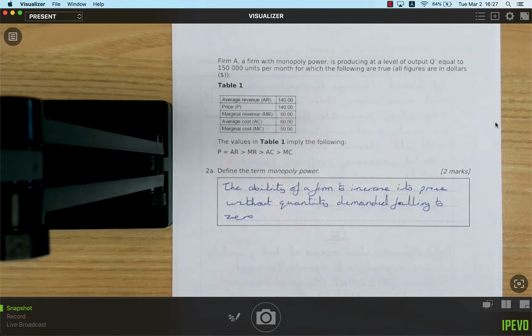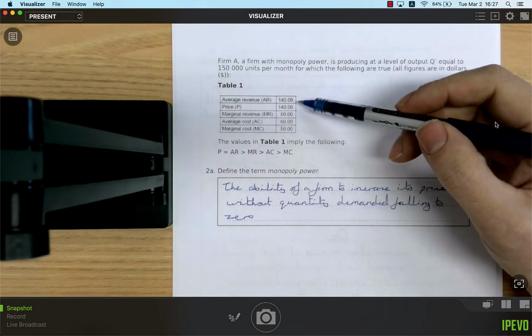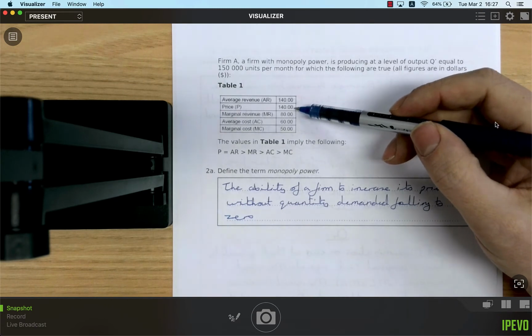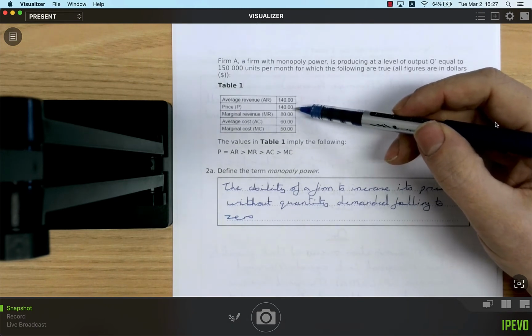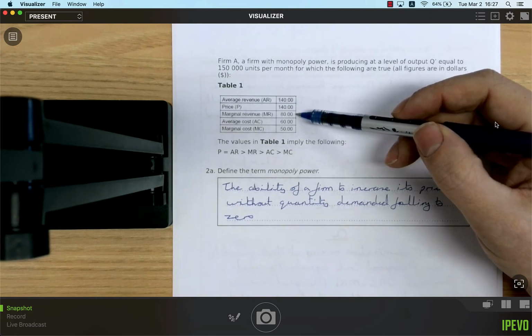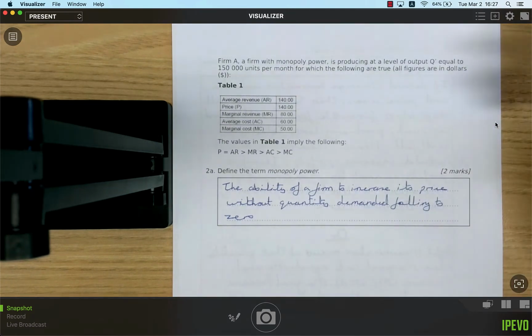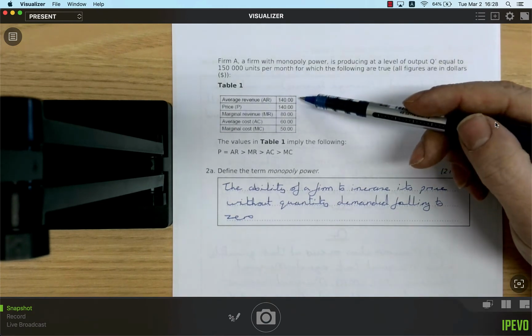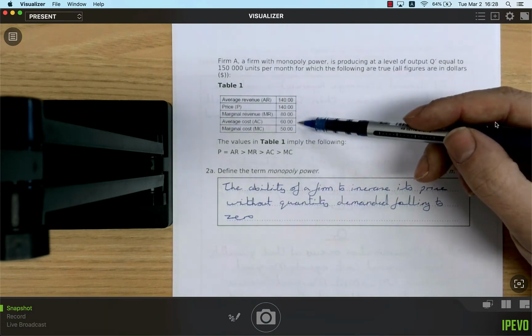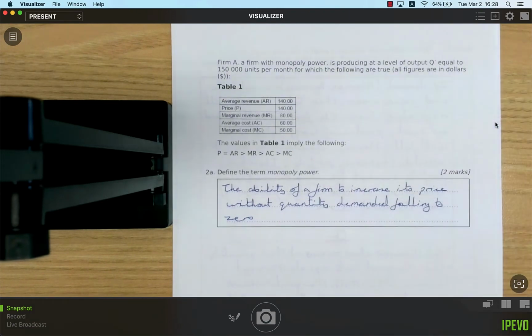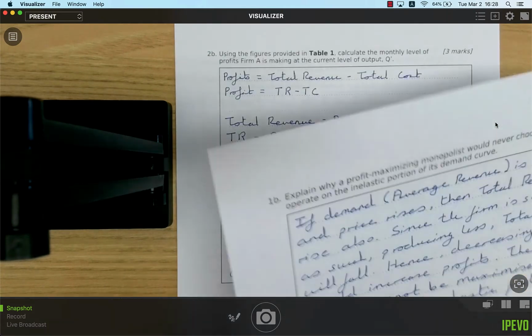Now, looking at these figures, don't forget that average revenue is the exact same as price. And in perfect competition, price would be the same as the marginal revenue, and it's not. So marginal revenue is below average revenue. Marginal revenue is below price. Marginal revenue is below the demand curve, because average revenue is the price at each quantity, which is the demand curve. Average cost is below both of those, and marginal cost is below all of them. Now, have I done that? Yes, I have.